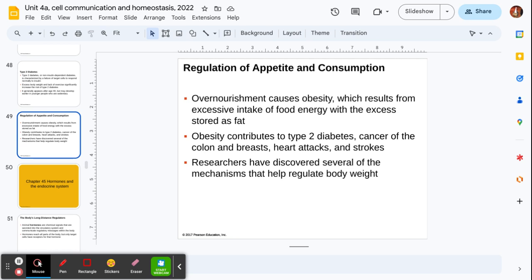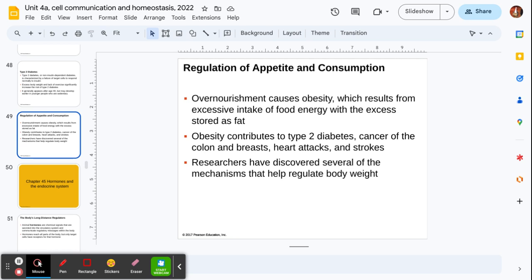Overnourishment can cause obesity, which results from excessive intake of foods, energy, and all that excessive food gets stored as fat. Obesity can contribute to things like type 2 diabetes, but it also contributes to things like cancer of the colon, breast cancer, heart attacks, and strokes. So obesity is also an issue.